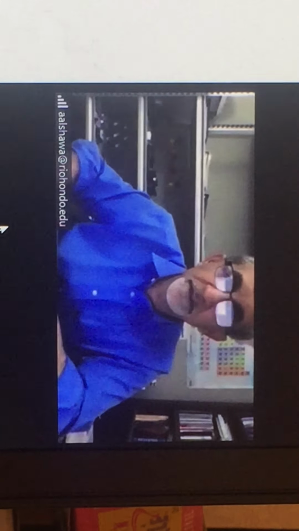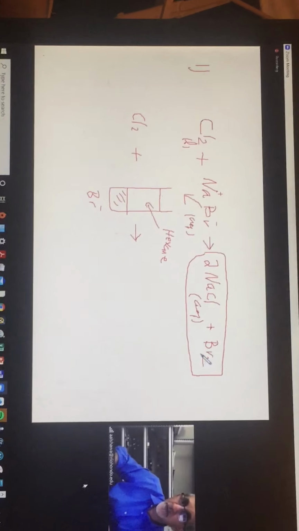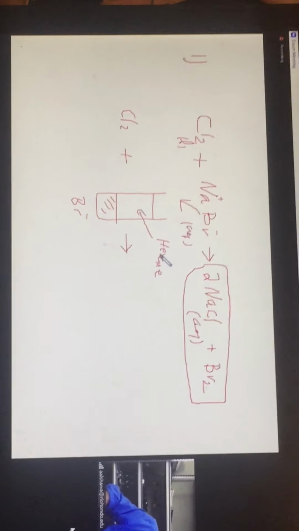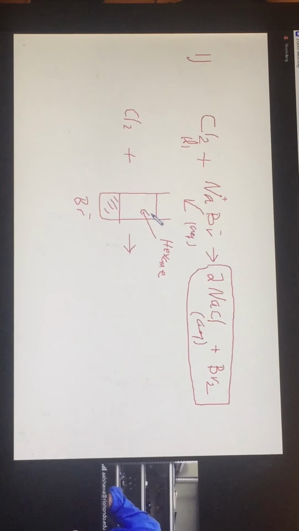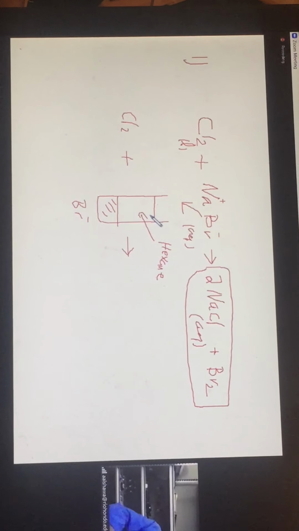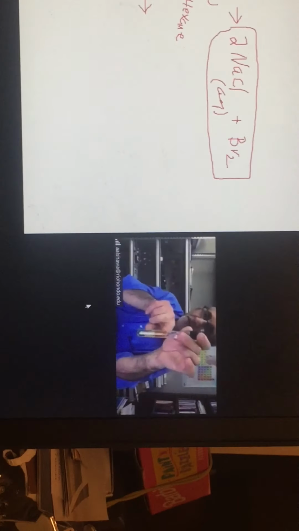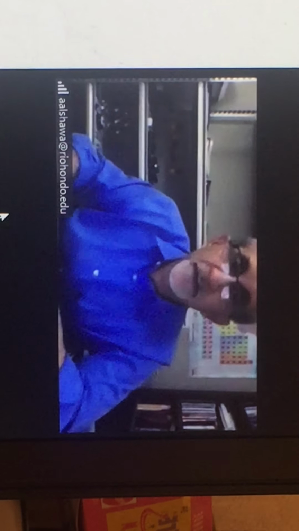So if I added chlorine to that bromide and the outcome is orange, rusty orange, it means there's a reaction, because bromine has that brownish, rusty brown color in the organic layer. So there's a reaction, because I start without any color, and the bromine goes in and ends up in here.